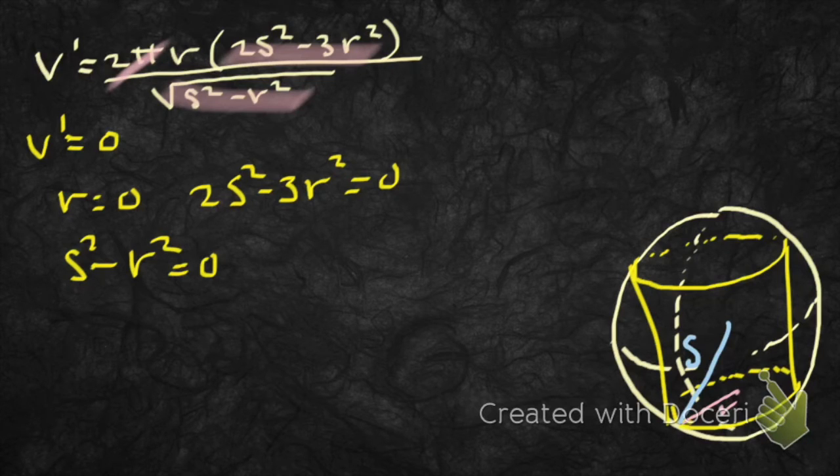Now, this case over here, whoa, where s squared minus r squared is equal to 0. That means s and r are equal. That means you have a disk. Is that going to maximize volume? No, flatty. So the only real case we have is this case right here. So let's go ahead and do that case now.